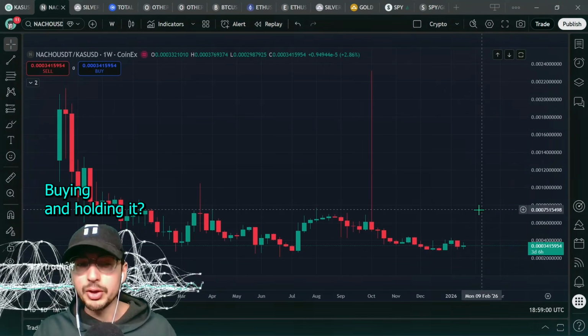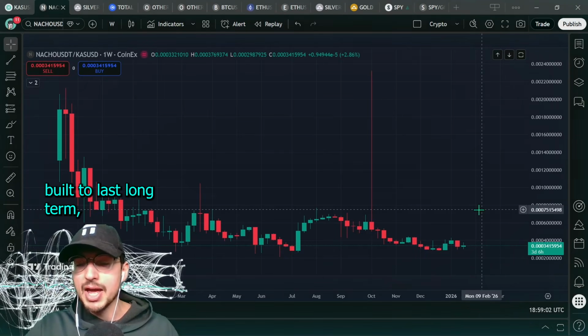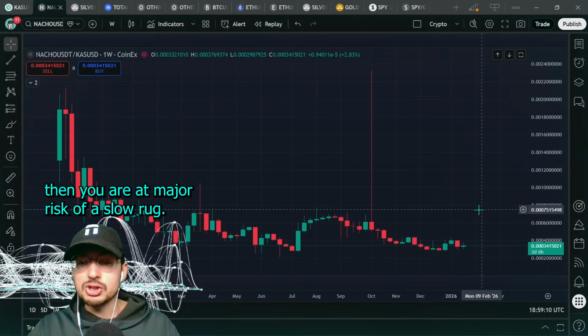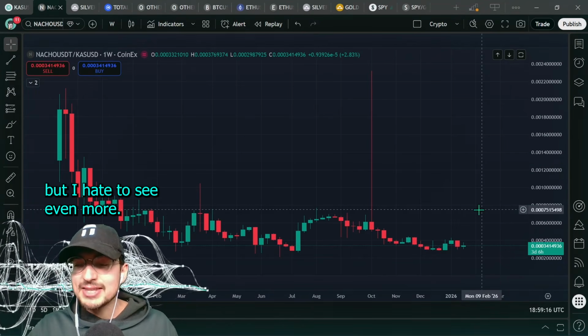What are you doing buying and holding in it? Because if it's not built to last long term, then you are at major risk of a slow rug. I hate to say it, but I hate to see it even more.